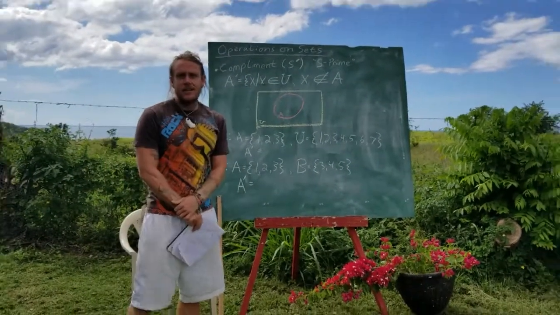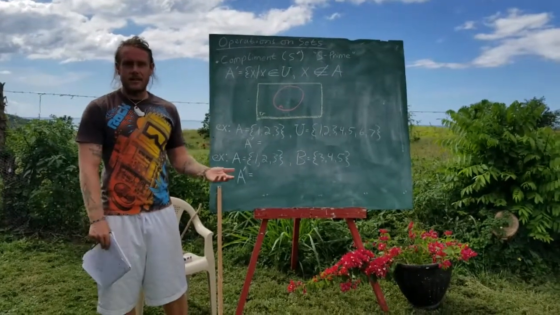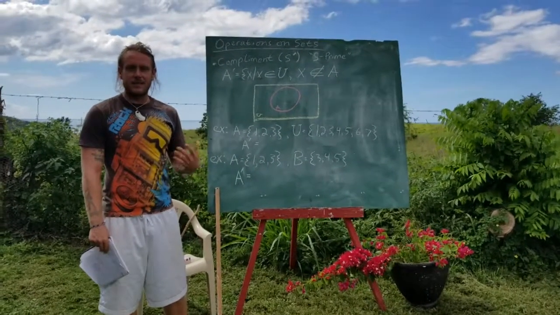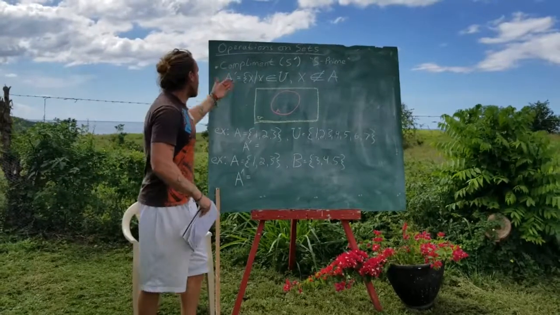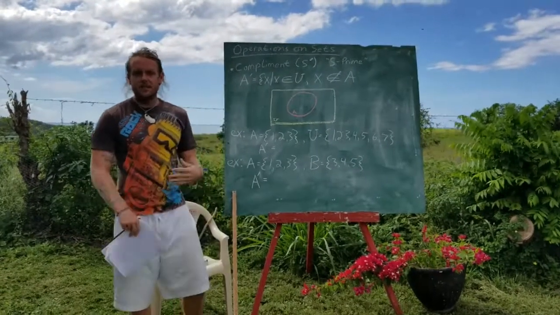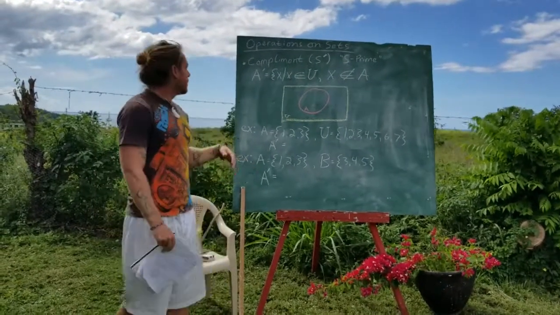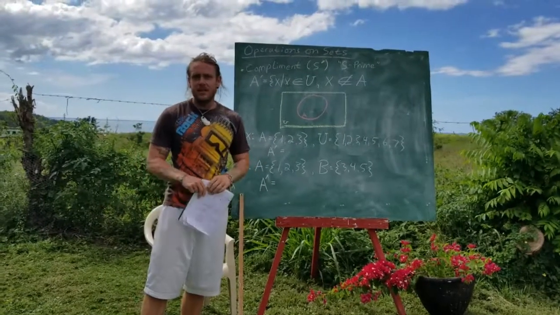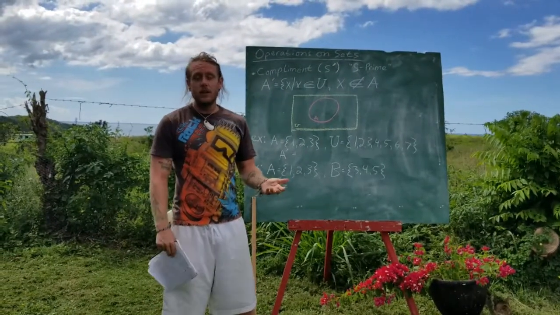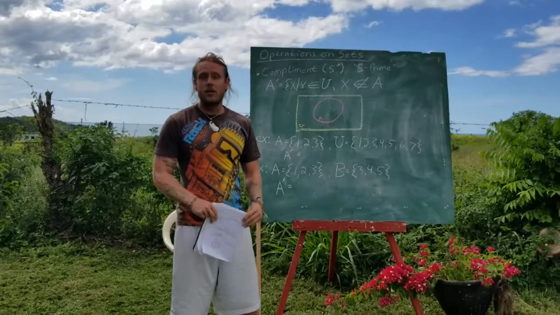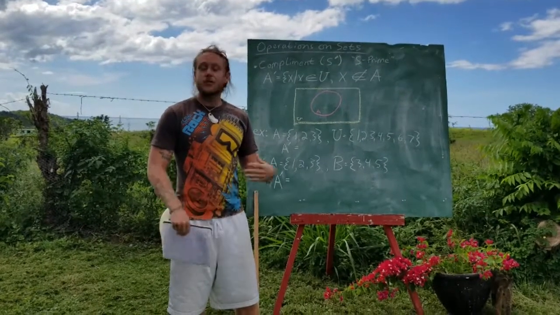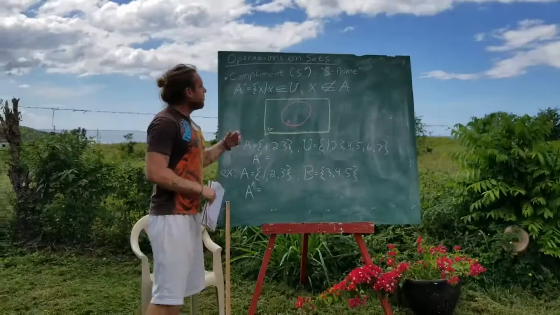So today we're going to continue our discussion regarding sets. Last time we looked at subsets. We're going to look at some operations on sets today, specifically 3 of them. We'll look at the complement of a set, we'll look at the union of 2 sets, and also the intersection of 2 sets. A complement of a set.